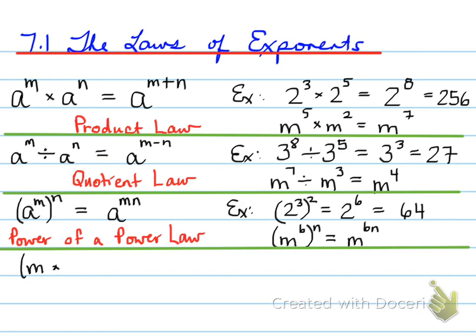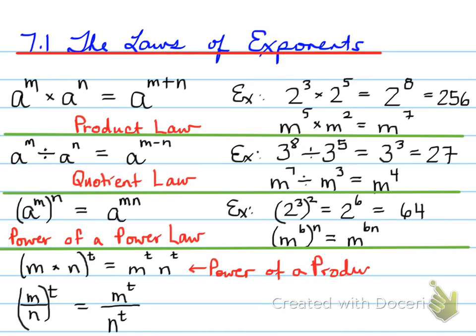Next one. m times n all to the power of t. This will result in m to the power t, n to the power t. What you have to do there is distribute. So you're going to take the t and distribute it to everything inside when there is a product or when there is a quotient. You are not allowed to do it if it's a plus or minus. But when it's a product or a quotient, you can give away the exponent.